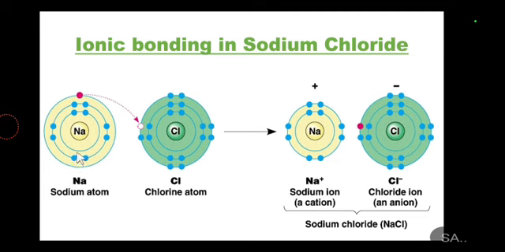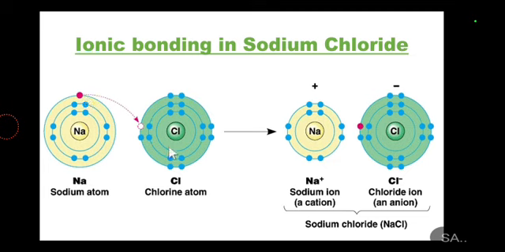The first is the K shell. Its capacity is 2, so 2 electrons will occupy the K shell. Then 8 electrons will move to the L shell. And the 1 electron out of 11 will move to the M shell. So this is the valence electron of the sodium atom.